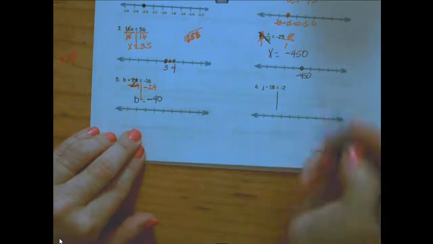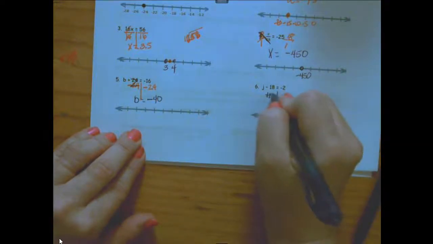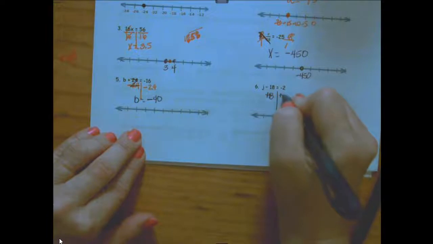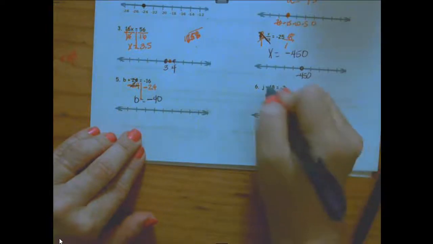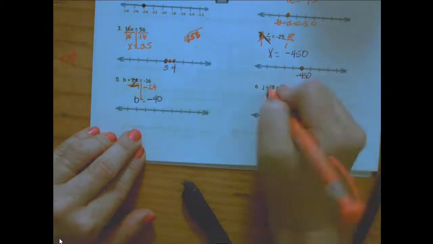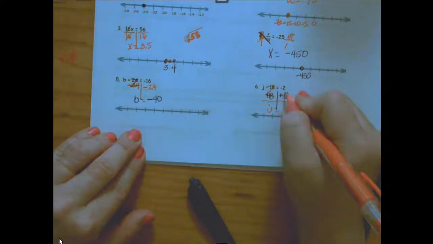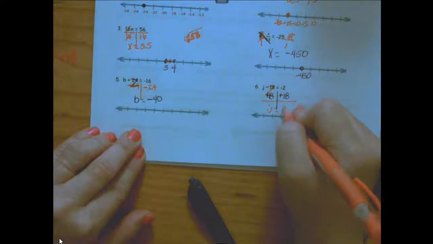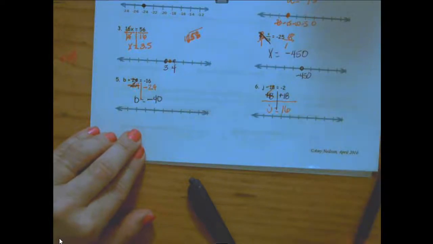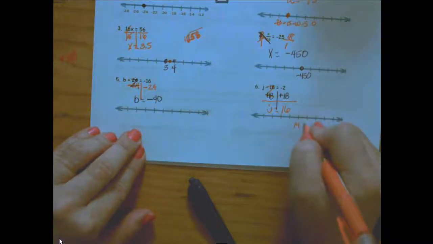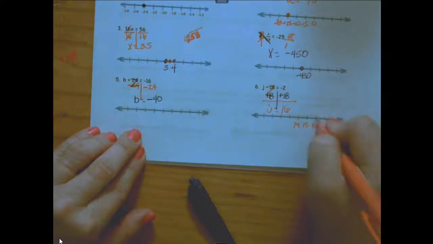Draw my river. Add 18 on this side, 18 on this side. This is my 0 pairs. So j equals negative 2 plus a positive 18, which is a positive 16. So we have 14, 15, 16. 16 can be right here.